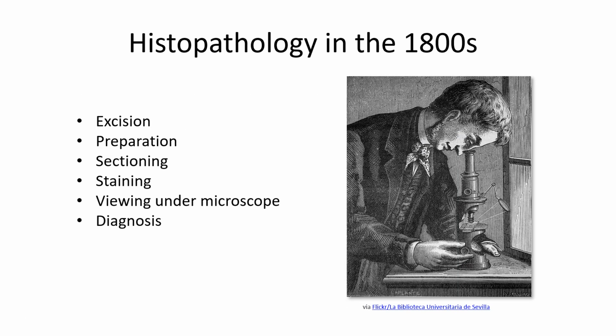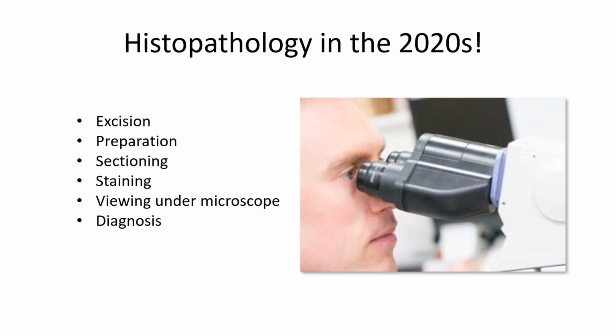So histopathology has been around since the 1800s. The process is that you would excise some tissue, prepare the tissue, section it, stain it, and then view it in the microscope. And then you can make the diagnosis. And guess what? In the 2020s, the same process: excision, preparation, sectioning, staining, and viewing under the microscope, and then making the diagnosis. It hasn't changed much at all.